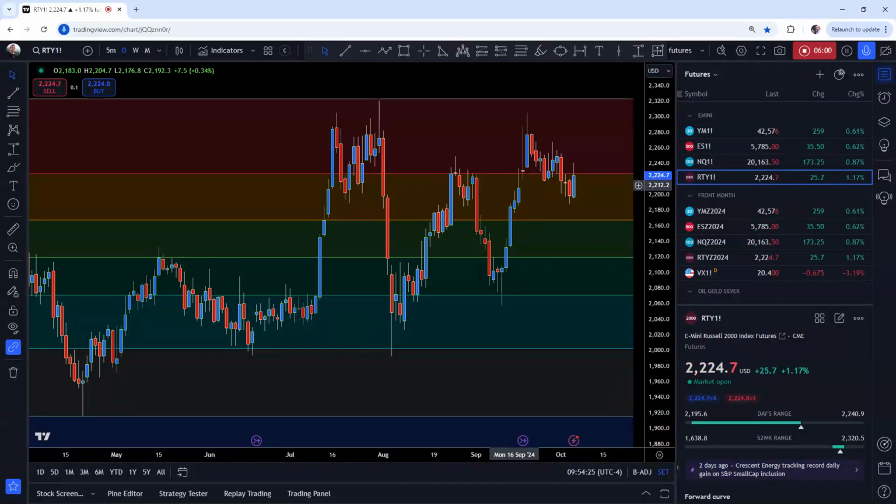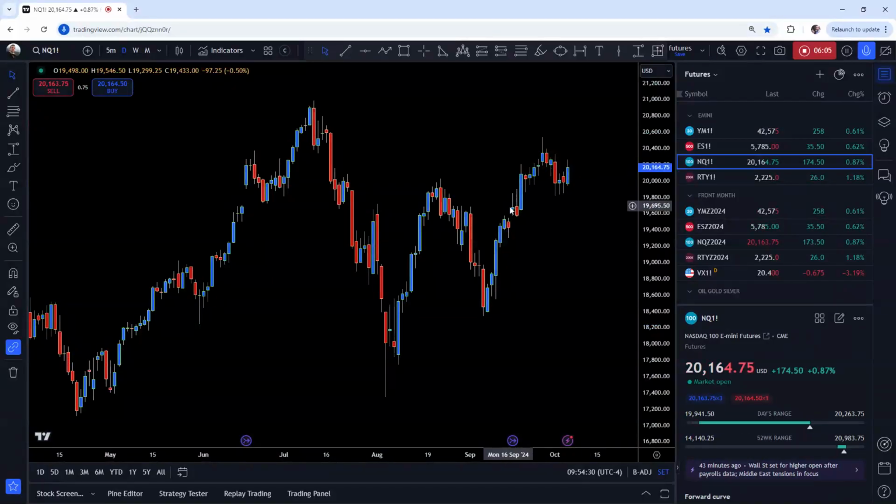And you don't have to use indicators to trade. That may be a bold statement for some people, but it's true. You don't. And here's why.